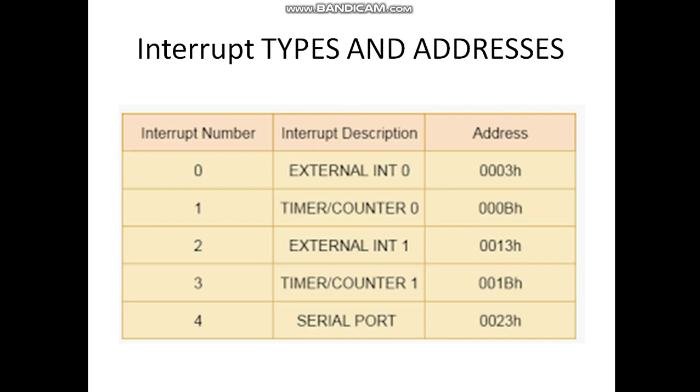So whether the transmission is complete, or the reception is complete, the serial communication interrupt occurs and it goes to this address of the interrupt subroutine. There we need to test the condition whether TI is equal to 1 or RI is equal to 1. Then only we get to know why an interrupt has occurred.